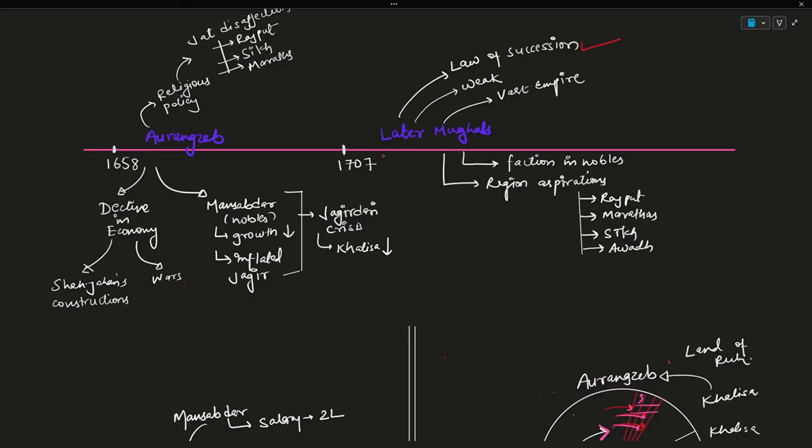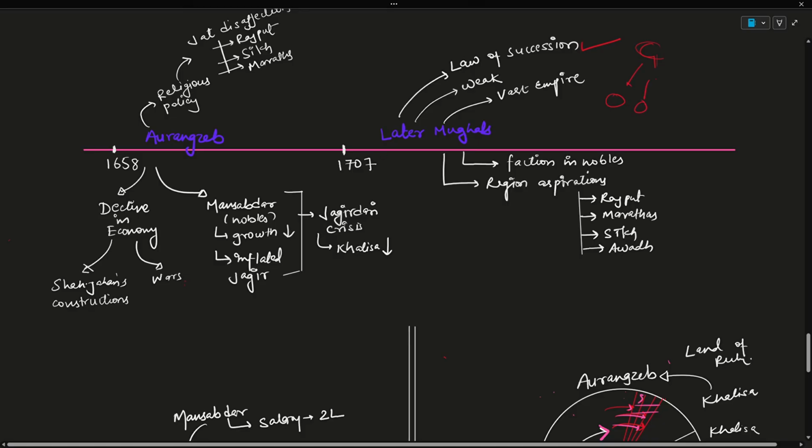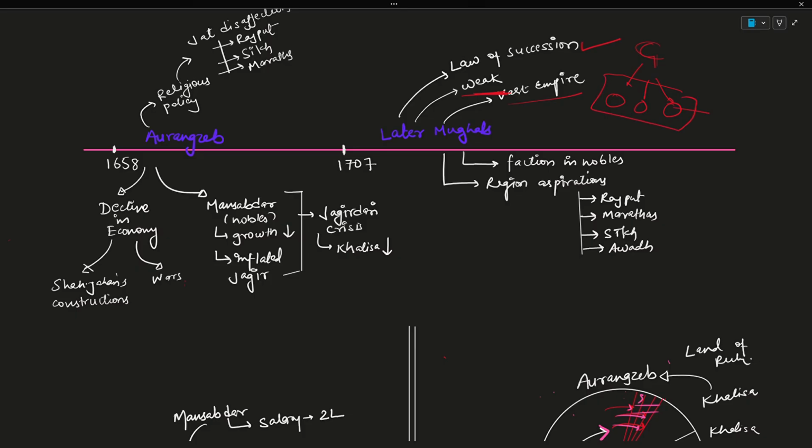If someone is a king and his son will rule, it was not clear which son will, because there were many sons of a single father. So the law of succession was not very clear. The rulers were weak, and the empire was very vast, so it was very tough for these weak rulers, because the law of succession was not defined.